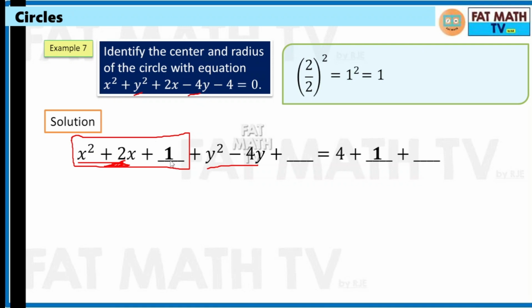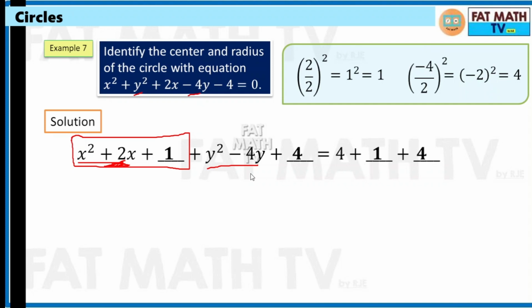And if you add 1 to the left side of the equation, you should also add the same number to the right side. You have to do the same for the y. Y squared minus 4y should be added by a constant so that it becomes a perfect square trinomial. Same process. Take half of 4. That is negative 2. And then square that. That is positive 4. So you add 4 here and you add 4 to the right side.